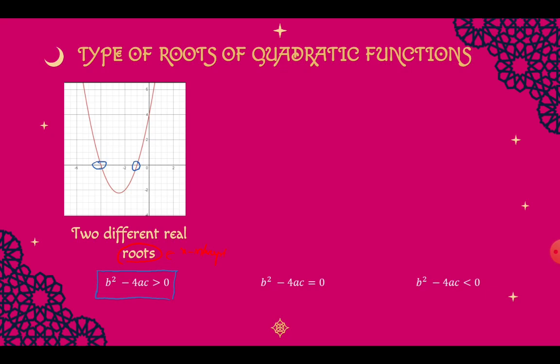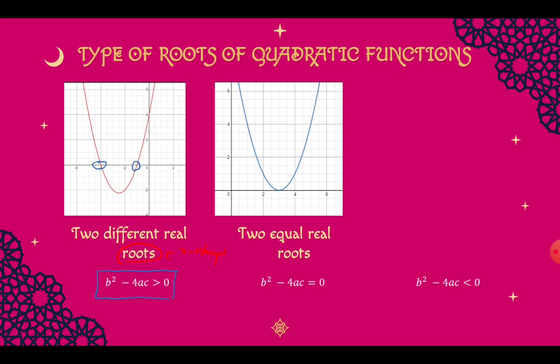So how about when the discriminant equals 0? Let's look at the graph. This is the type of graph for the discriminant equals 0. What type is it? It's two equal roots. We can see that it lies here, at only one x-intercept. But remember, it doesn't mean that the value of x is just one. A quadratic must have two roots. It's just that the roots have the same value.